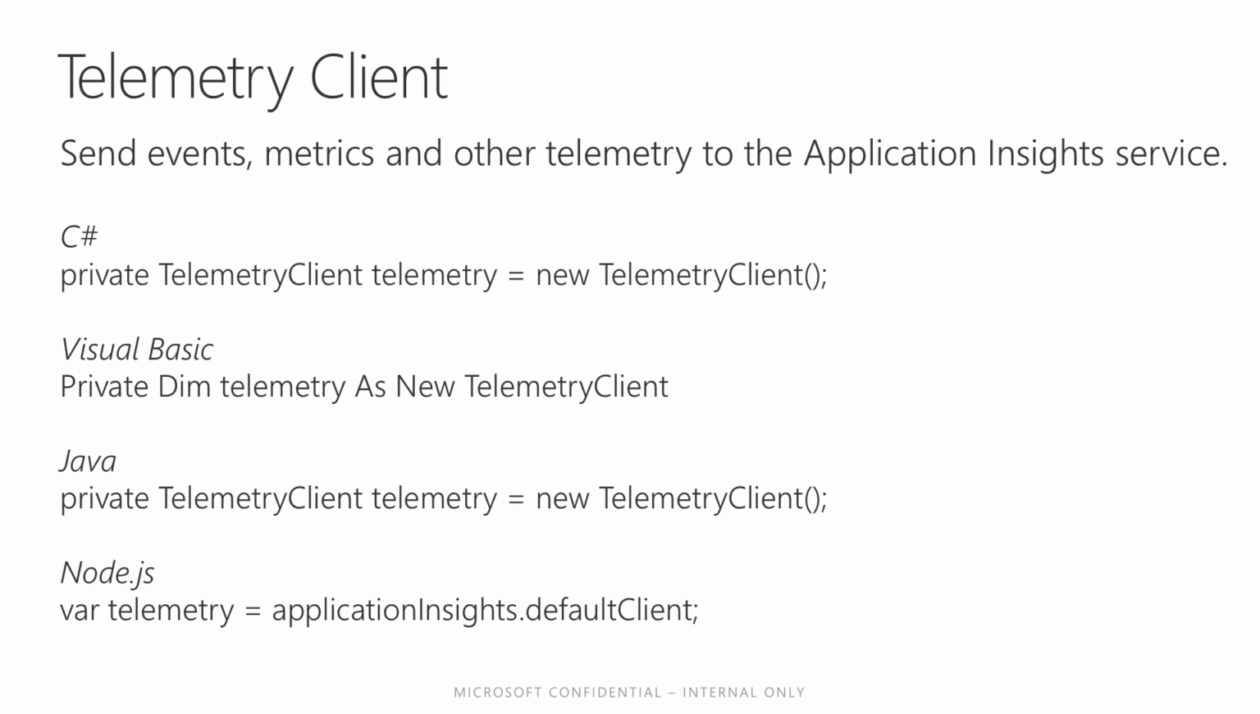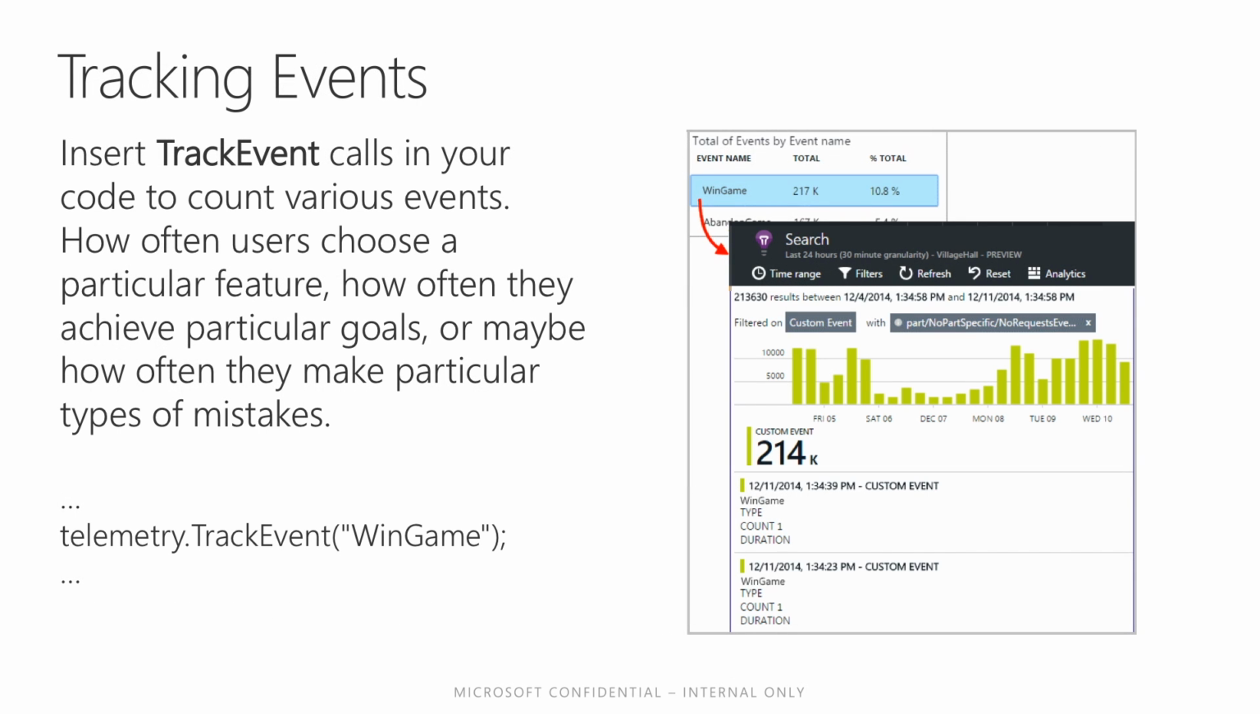So the Telemetry Client object is what's used to feed the data in from either tracking events, metrics, or exceptions. All that data is fed through the Telemetry Client back up into Application Insights on Azure. So we use this object to do all tracking of metrics inside an application. Now let's have a look at the first section, which is tracking events.